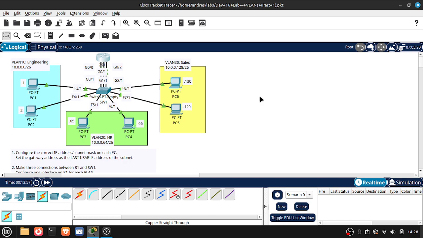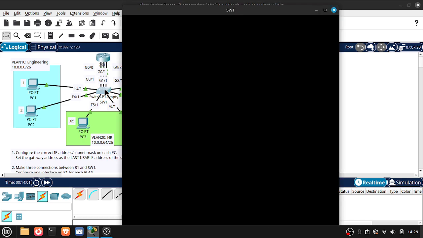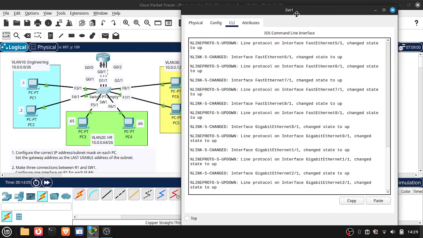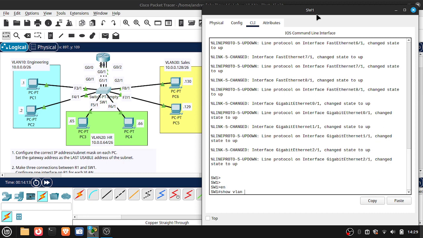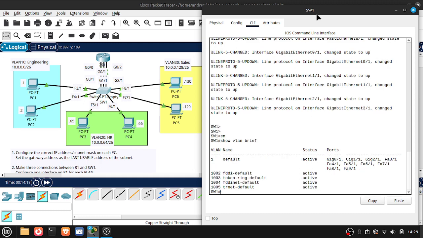Well, we are going to start with VLAN 10 and enter the switch CLI. First we're going to display the VLANs. Show vlan brief. We have our VLAN 1, the default VLAN, and all the ports belong to that. So we don't have any other VLANs. That is why we're going to create them.